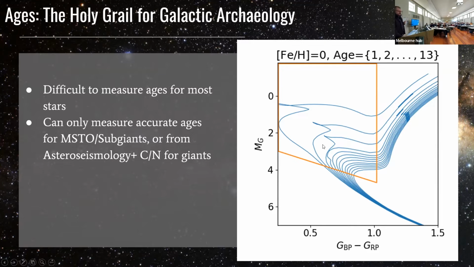It's only in this special region here that I've highlighted with this orange box on the turnoff where you can get accurate ages. This is why GALAH is really good, because we've been focusing specifically on these stars. But generally, when you do a survey, you're not going to be able to get ages for a lot of the stars you observe. So maybe chemical tagging can come to our rescue and allow us to solve this problem.